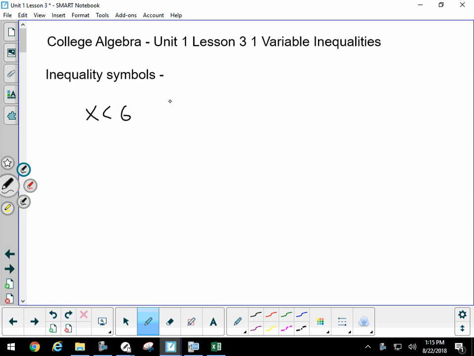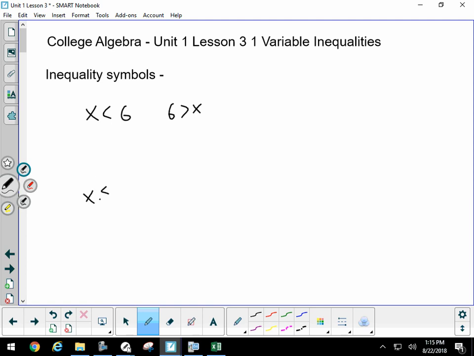It's important to know that we can read inequalities in two different directions. This is read x is less than 6. This is read x is less than 6. This is read from left to right, which we're used to in English. But in other cultures, other languages, you read from right to left. So they'd read x is less than 6.